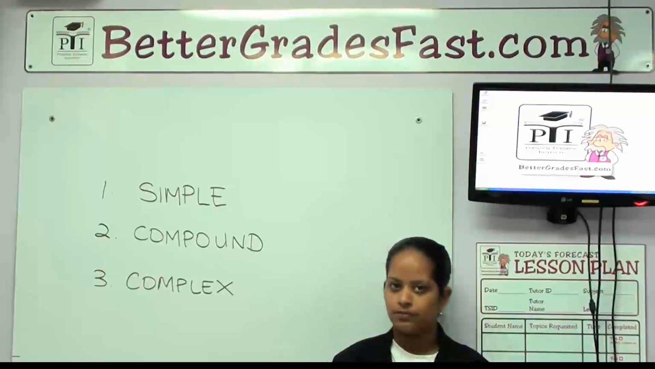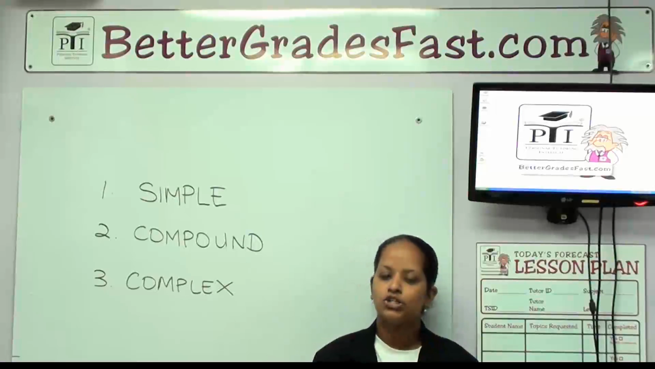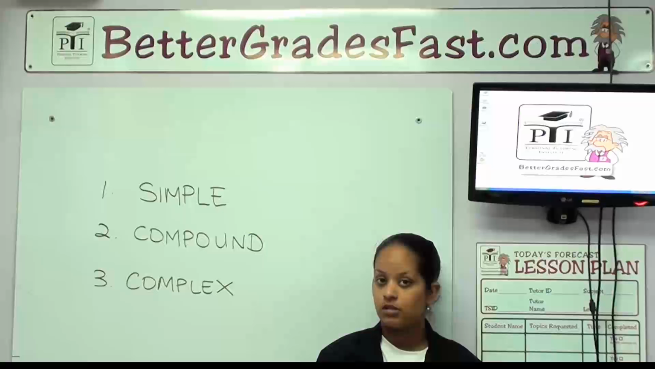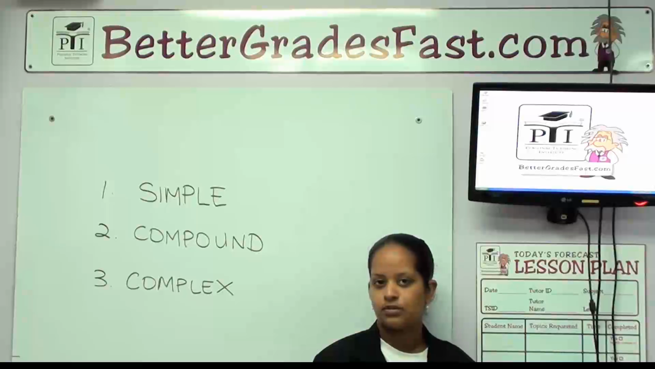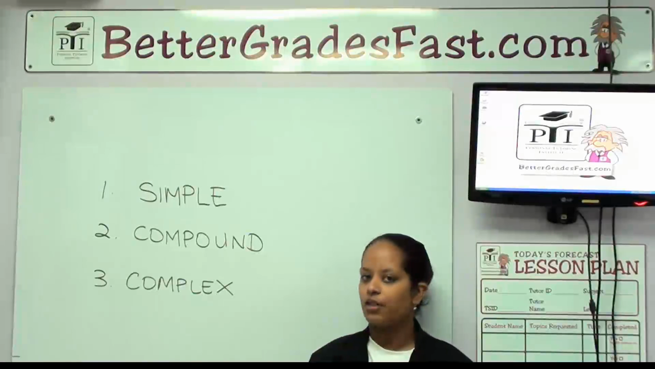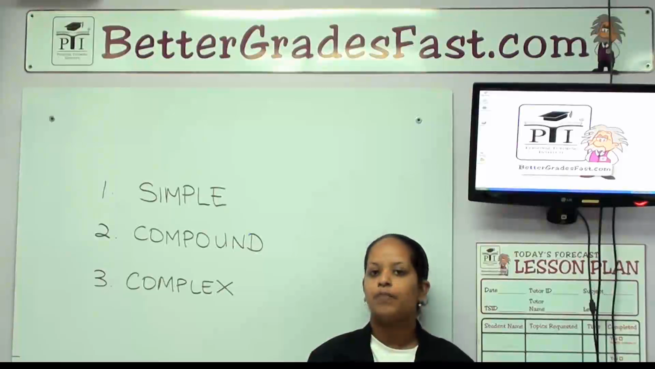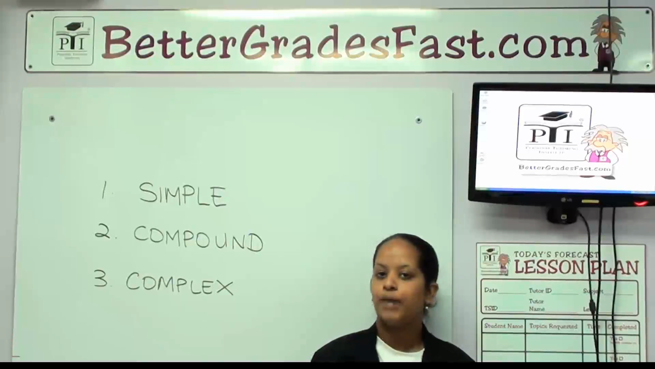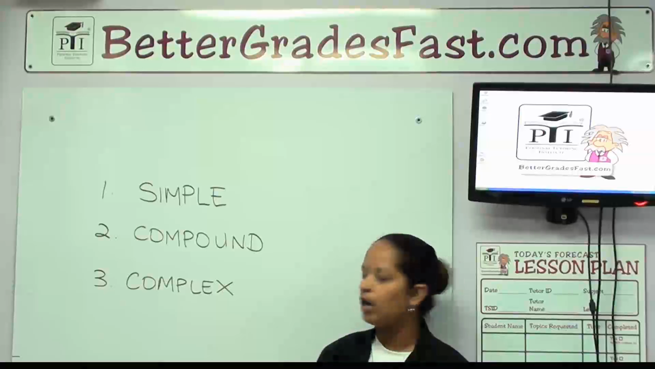conjunction in the middle. Let me give you an example. She is tall, but her father is short. You can say she is tall by itself as a simple sentence. You can say her father is short by itself as a simple sentence. But by using the word but in the middle, which is a coordinating conjunction, you have joined two simple sentences and therefore formed a compound one.